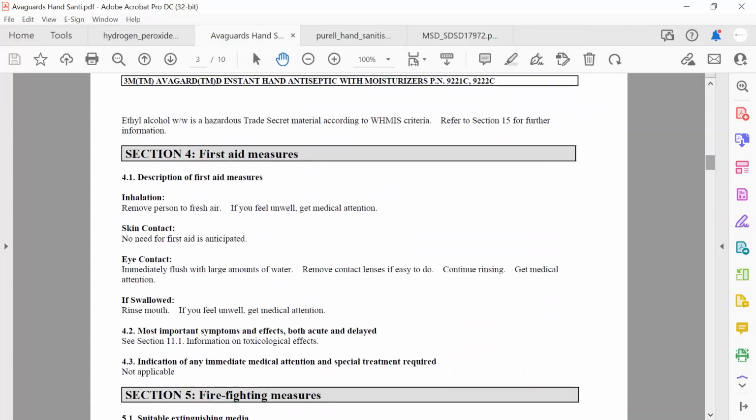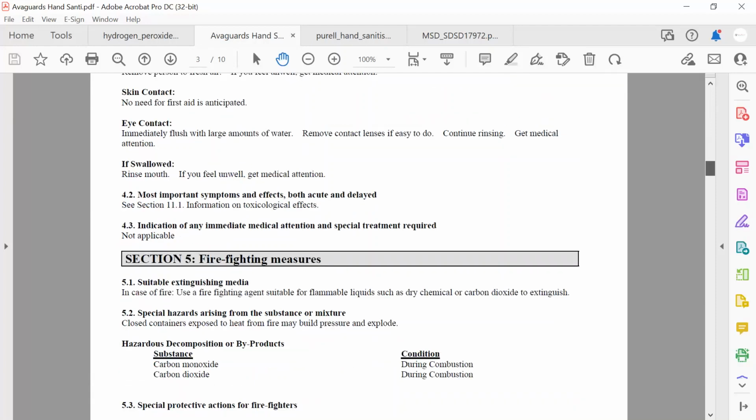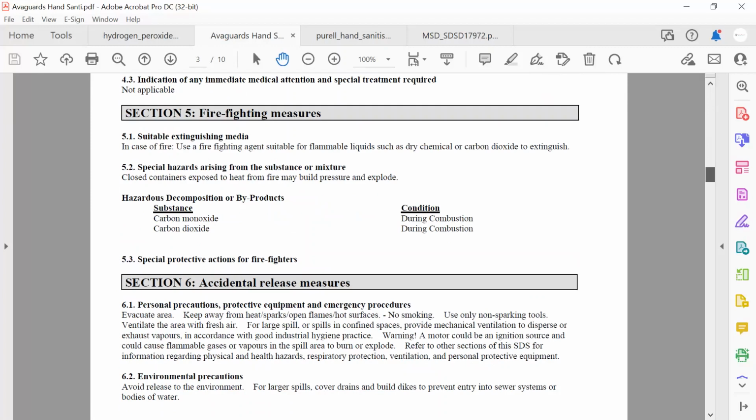Talks about your first aid measures. You want to move them to fresh air if they've inhaled it. Immediately flush their eyes if it's had some eye contact. Remove contact lenses. Rinse their mouth if they accidentally swallowed it. There are some firefighting measures. They talk about carbon monoxide and carbon dioxide as well. So a dry chemical can be used to put it out. Typically your ABC fire extinguishers will be able to handle this for you.